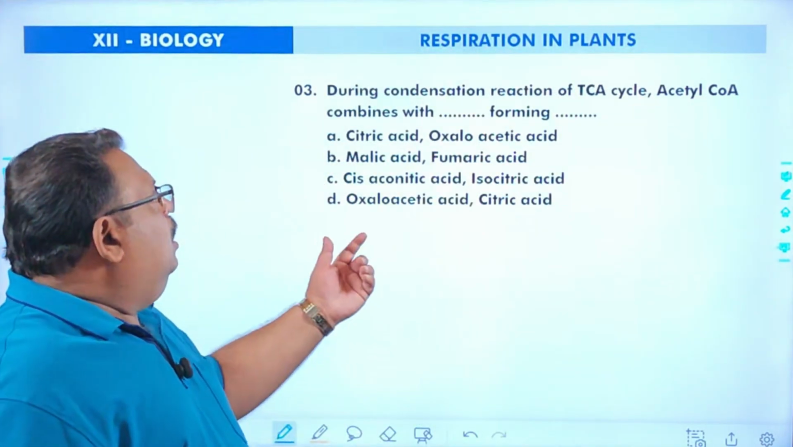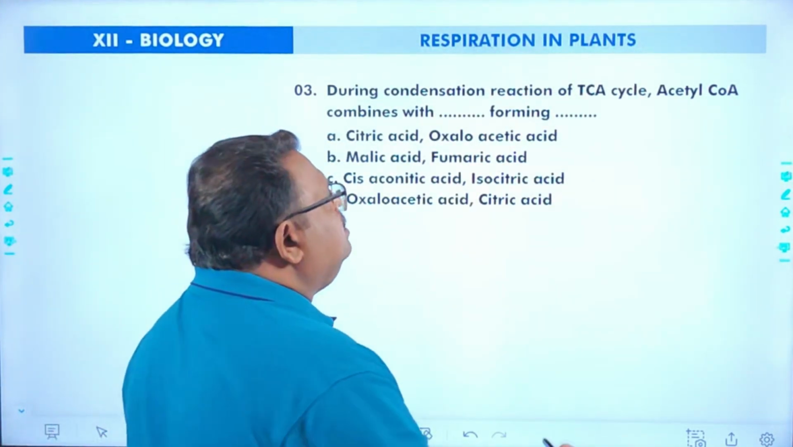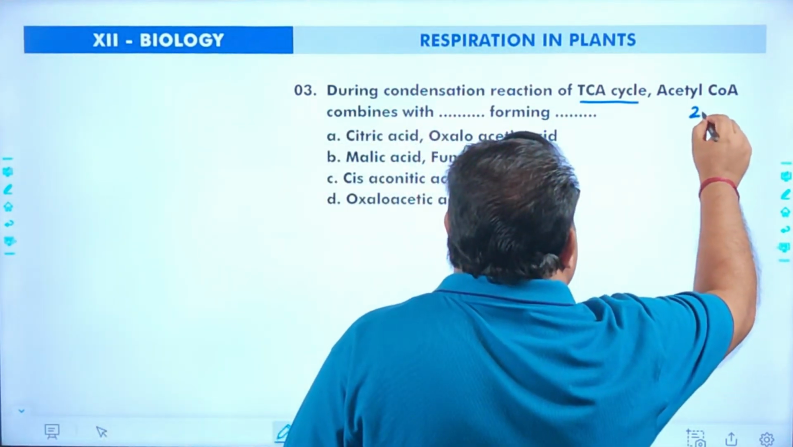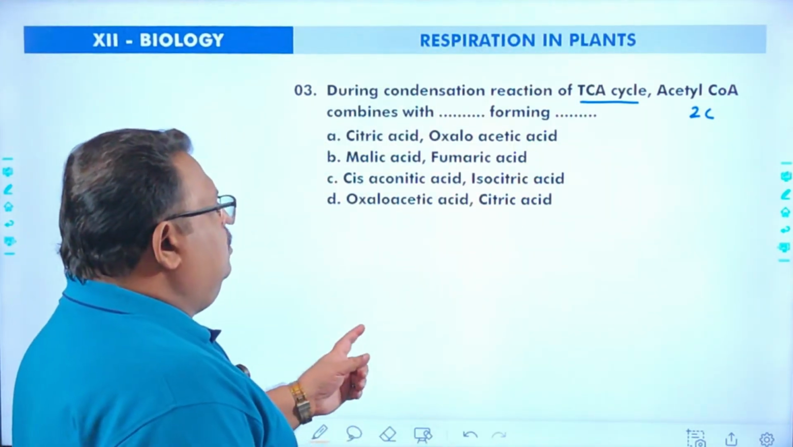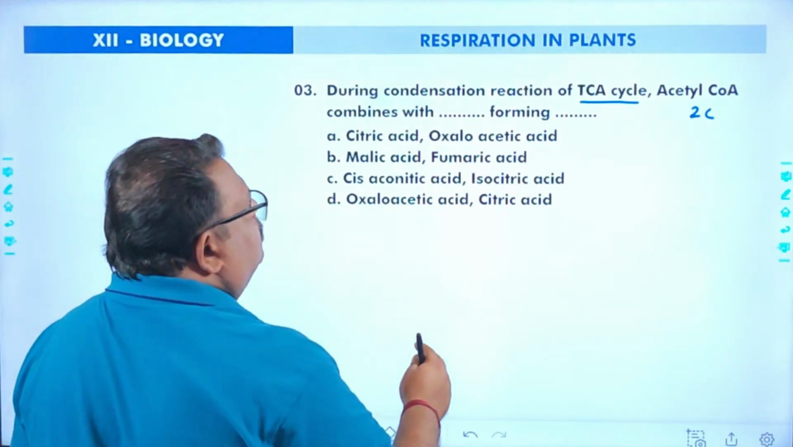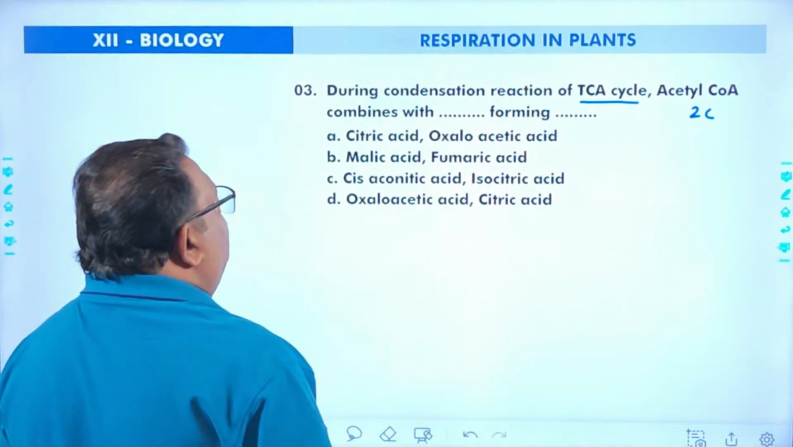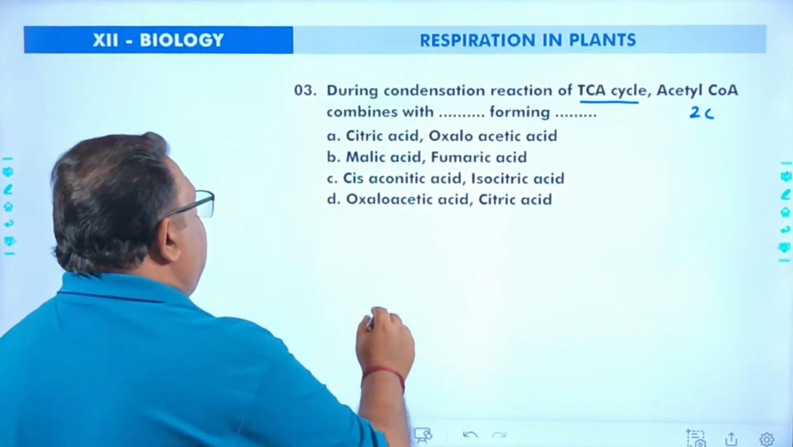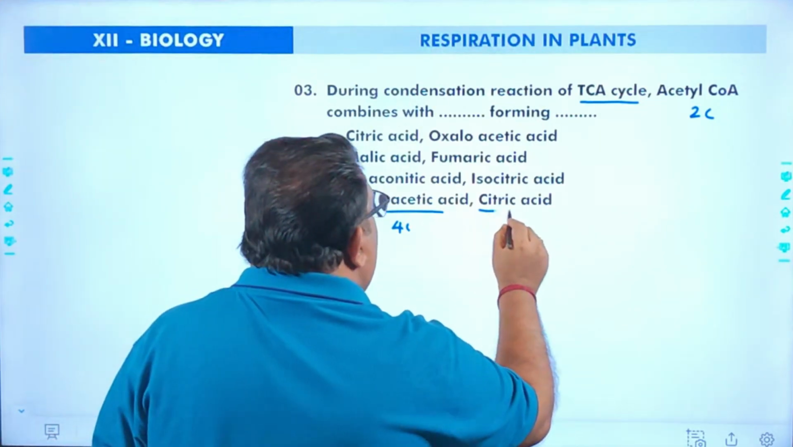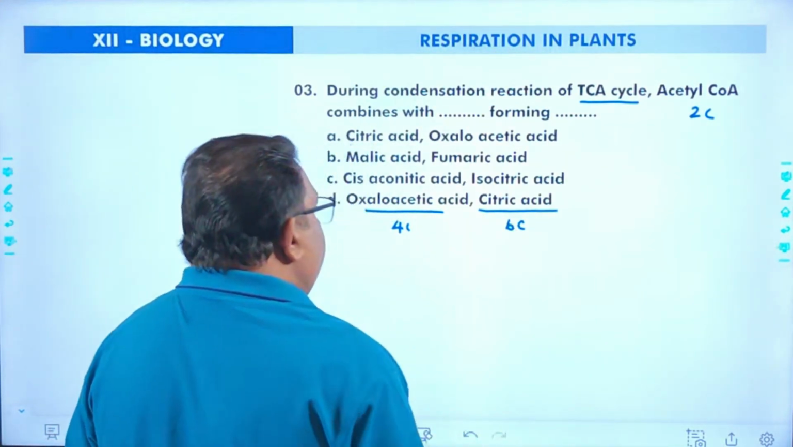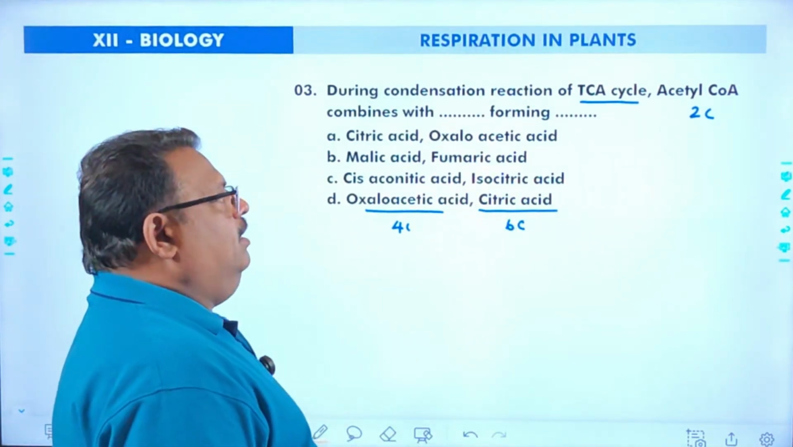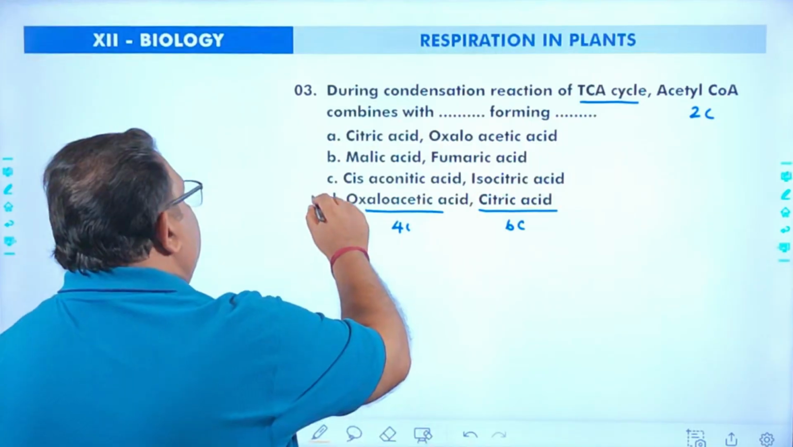Next question. During condensation reaction of TCA cycle, means Krebs cycle, acetyl coenzyme A, a 2-carbon compound, combines with the dash, forming dash. So this is the first reaction. During first reaction, acetyl coenzyme A combines with the oxaloacetic acid, which is a 4-carbon compound, producing citric acid, which is a 6-carbon compound. That is why the Krebs cycle is also called citric acid cycle. Okay. So answer is D.